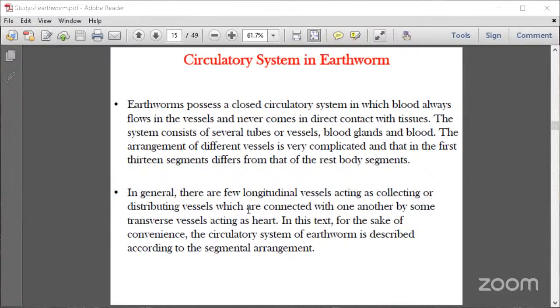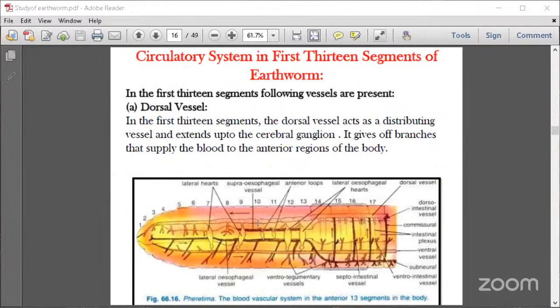Internally, there are a few longitudinal vessels acting as collecting and distributing vessels, which are connected with one another by some transverse vessels that act as hearts. For the sake of convenience, the circulatory system of the earthworm is described according to the segmental arrangement. Here you can see the structure of the blood vascular system in the anterior 13 segments of the body.